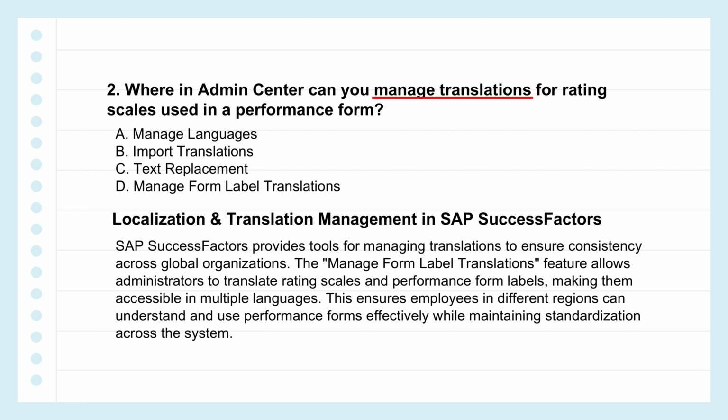The key lies in the Manage Form Label Translations function in the Admin Center. Think of it as a universal translator for your performance management system. It allows you to ensure consistency across all languages, so everyone understands the rating scales in the same way. So it's about creating a level playing field and ensuring fairness in performance evaluations, regardless of language.